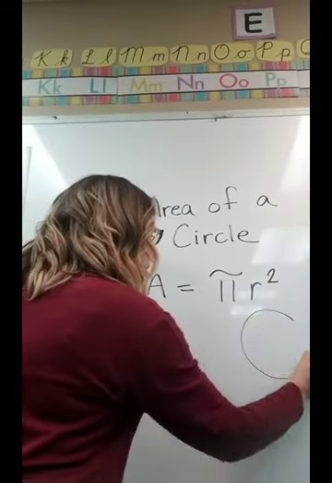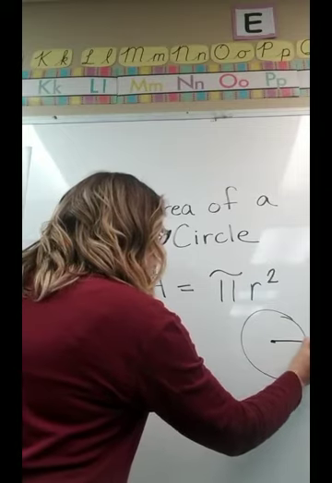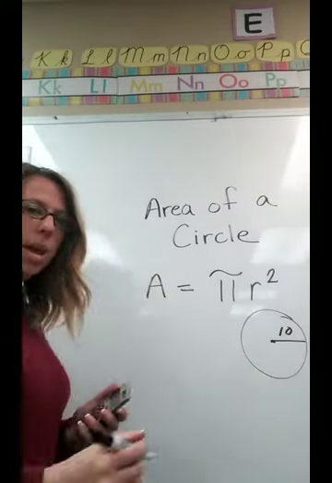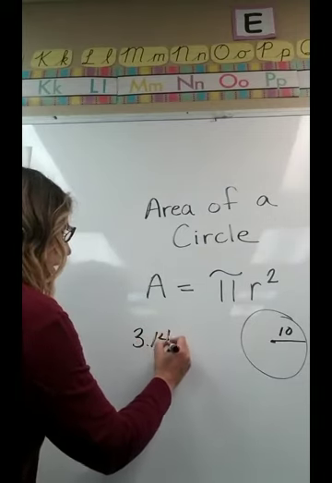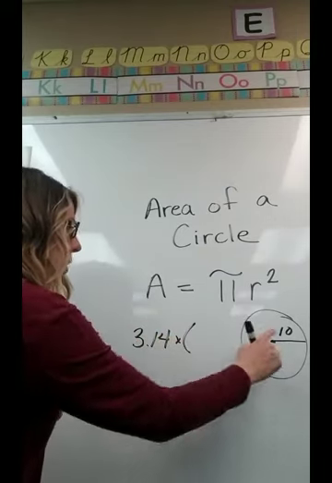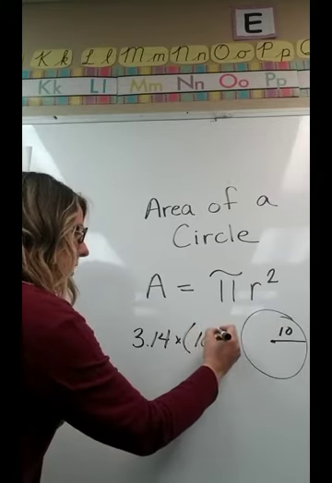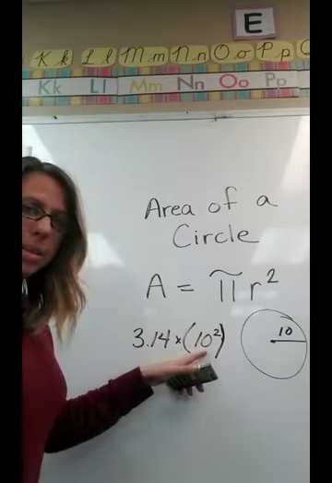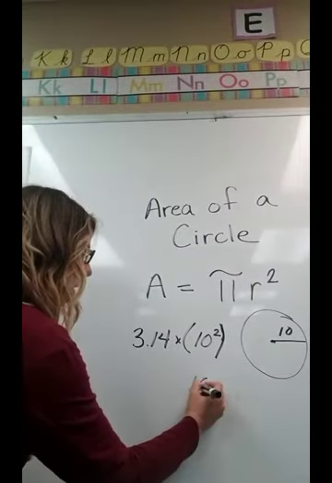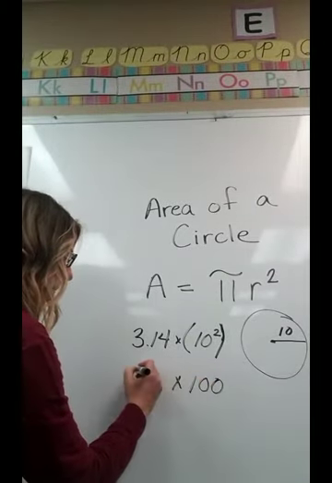Okay, so this is our formula. So we'll draw a circle here. We're going to have the radius be 10. Okay, so now we have area equals 3.14 times radius squared. So 10 squared, that is 10 times 10. 10 times 10, we all know, is 100.